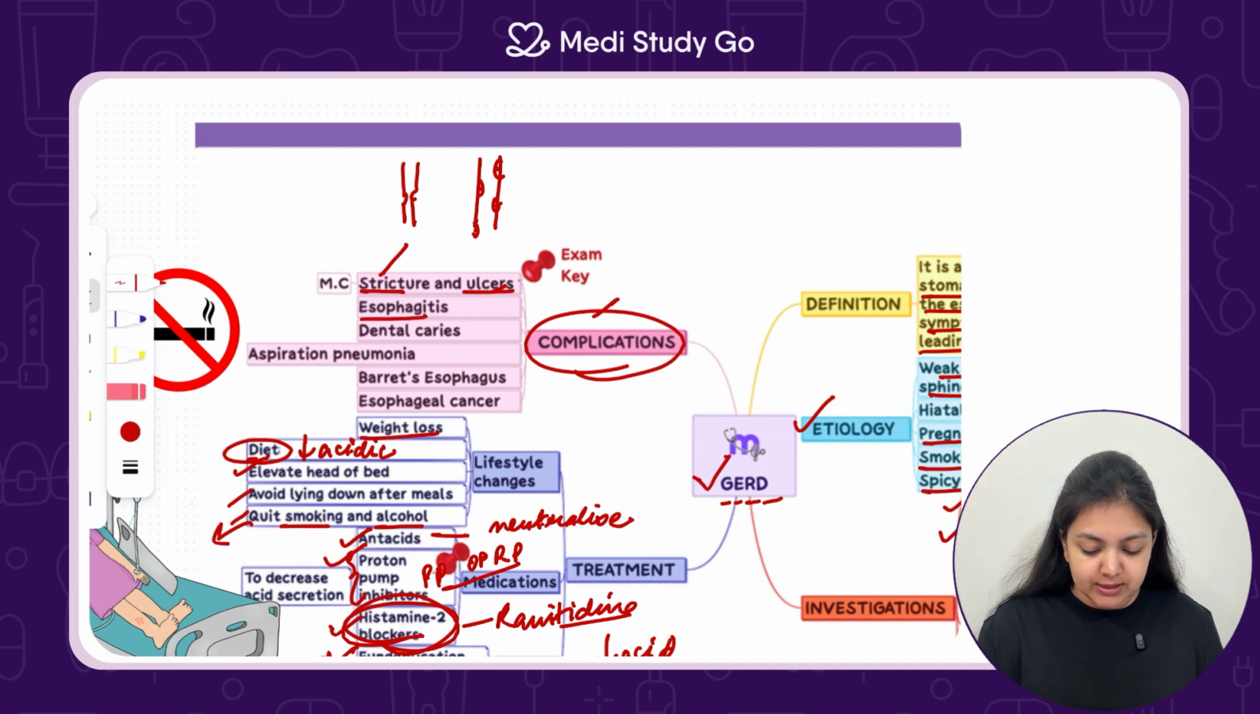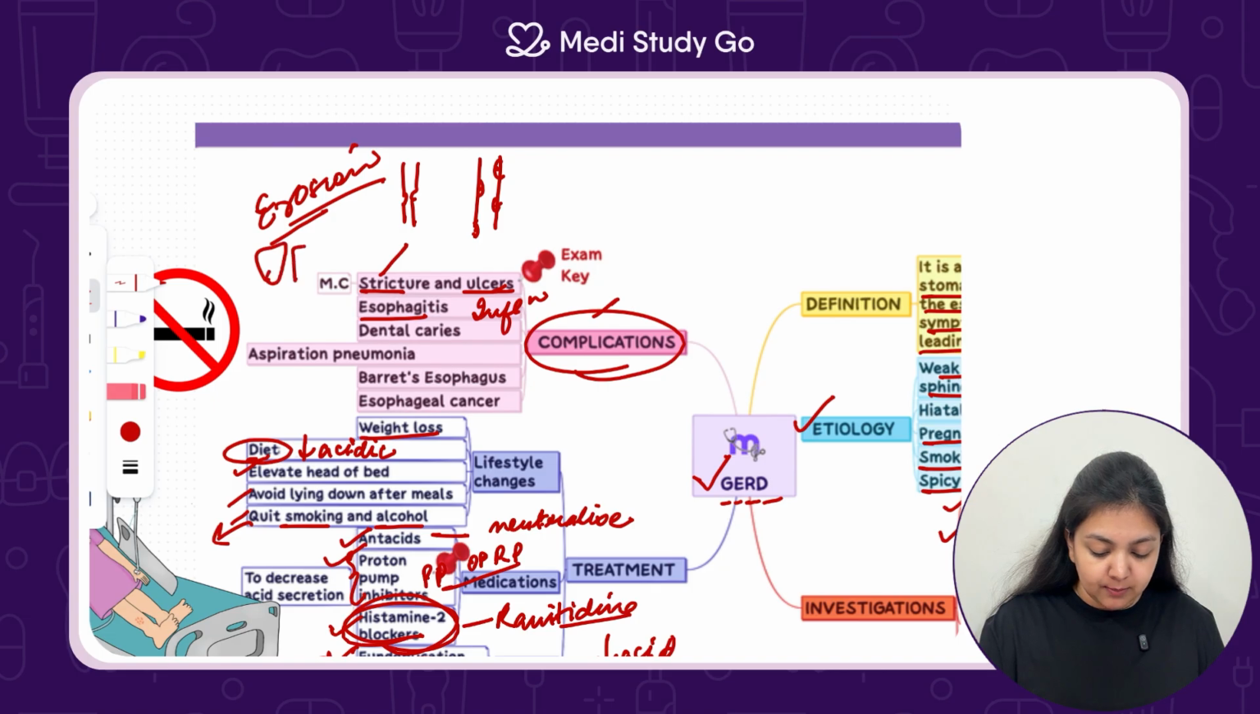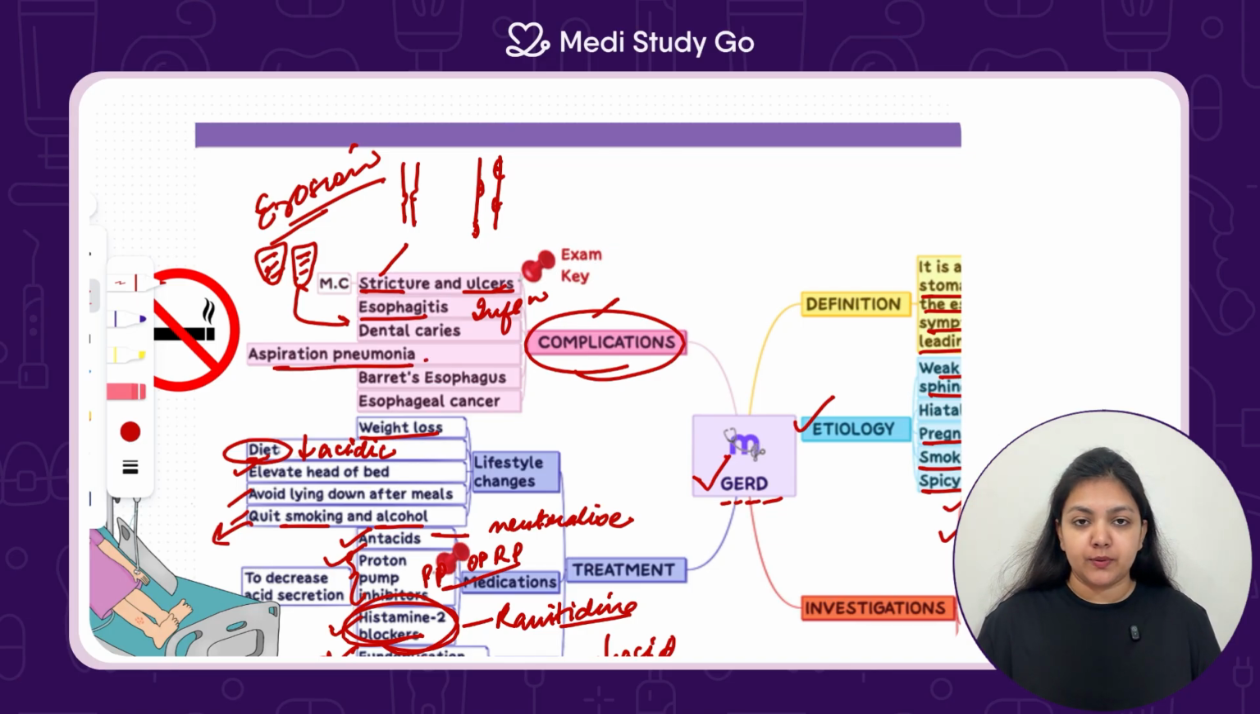There can be esophagitis, which is inflammation. A common feature which can also be seen in this case in oral cavity is erosion. Because the acid can come back into the oral cavity and the enamel gets eroded, which can lead to dental caries. There can be aspiration pneumonia in case something can be aspirated, and there can be infection present also.